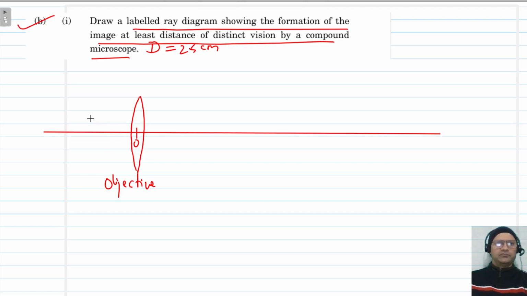So the object here is denoted by AB. So this is object AB. Let's say the object is placed beyond the focal length of the objective lens. Let this be the focal length. और ये जो image बनाएगा, that is beyond the focal length. So जो ray of light parallel आएगी, that will go through the focus, and one that goes to the optical center will pass undeviated.